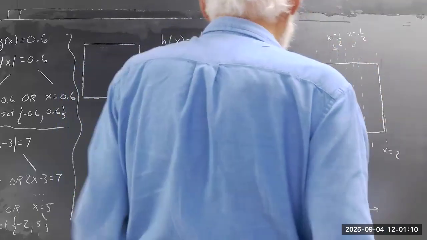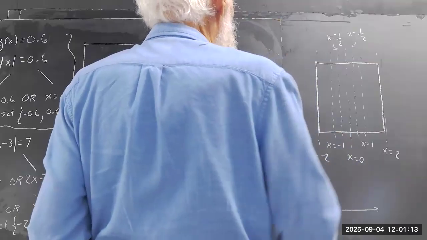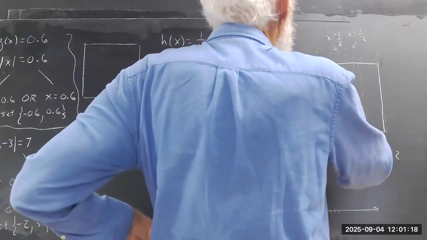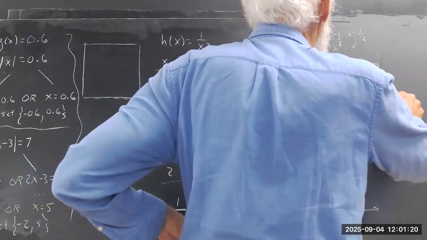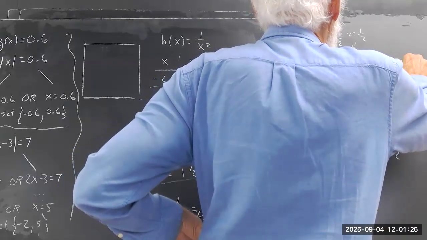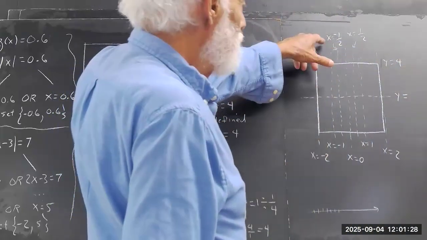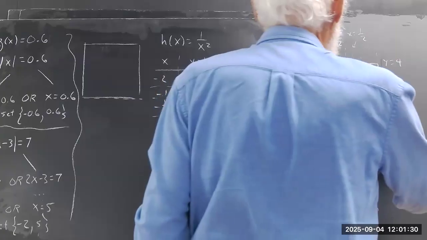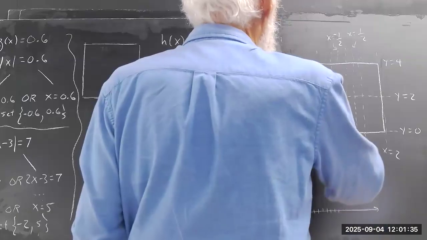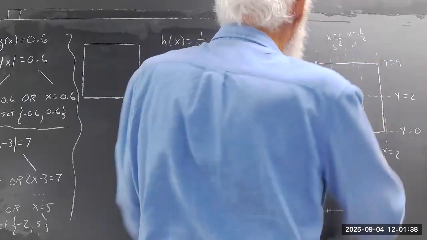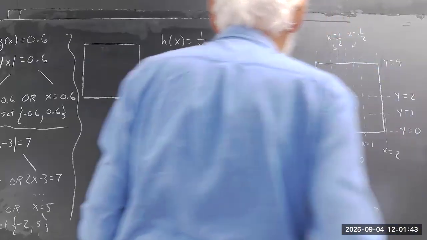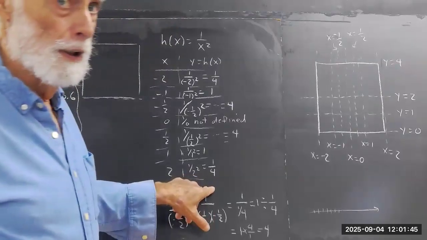So there are my lines, same as the vertical lines I had before. There's y equals 4. I say it's a good idea to go halfway between y equals 0 and y equals 4. Draw a line there. That's your y equals 2 line. Then halfway from 0 to 2 is your y equals 1 line. But you see, we're going to need a y equals 1/4 line, aren't we?